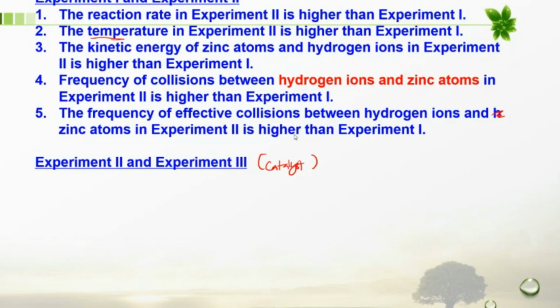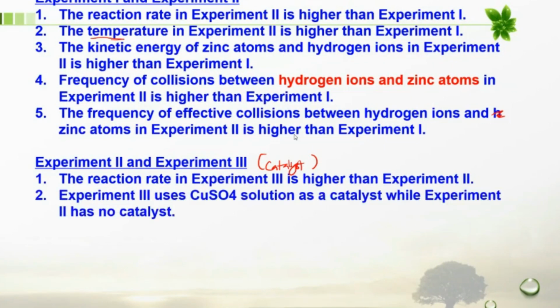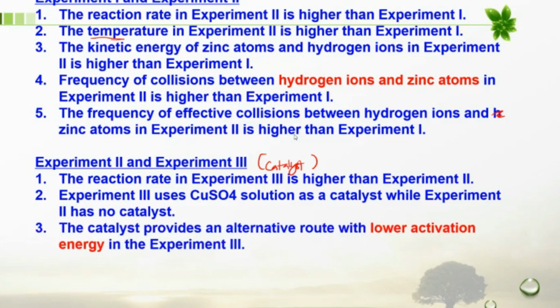Okay. So experiments 2 and 3. Experiment 3 has a catalyst, right? So the rate of reaction in experiment 3 is higher than experiment 2. We focus on experiment 3 because it has a catalyst. Experiment 3 uses copper(II) sulfate solution as a catalyst, while experiment 2 has no catalyst. So the catalyst provides an alternative pathway with lower activation energy in experiment 3.